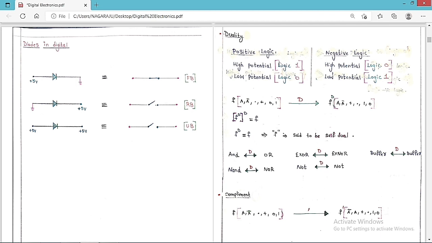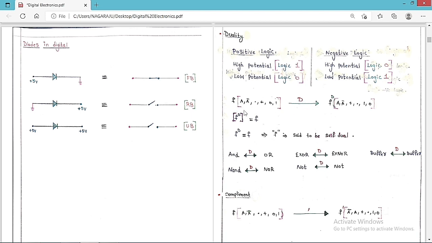So for positive logic we always assume high voltage means logic 1, low voltage means logic 0. For negative logic, for high potential we assume logic 0 and for low potential we assume logic 1. So this is the reverse of this one. For positive logic, high potential is logic 1, low potential is logic 0. For negative logic it is the reverse: high potential logic 0 and low potential logic 1. Now we are going to discuss this in general.